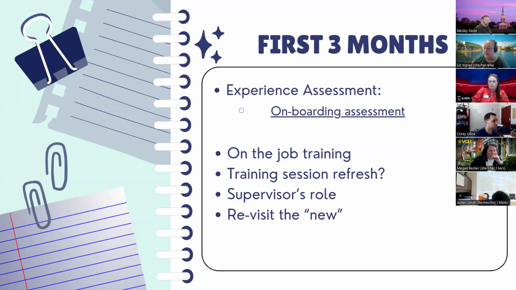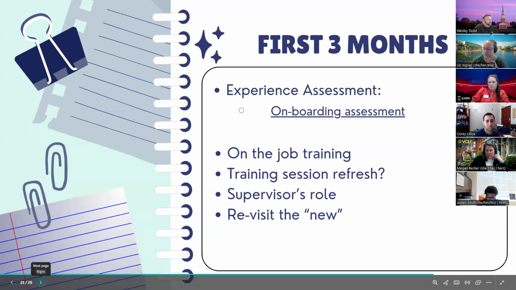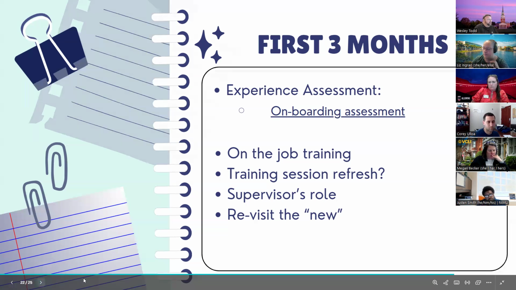What is the supervisor's role in that first three months? What are you as the supervisor doing to assist and check in with them at those 30, 60, and 90 days? And then revisiting the new. What they learned in their first two weeks, like I said, they may not have used in the first three months, and now it's time to refresh them because maybe they're still not going to use it, but it's a summer thing or a spring thing, and you felt they needed to be introduced to it in the fall. How can you revisit that new and keep them engaged in their role?